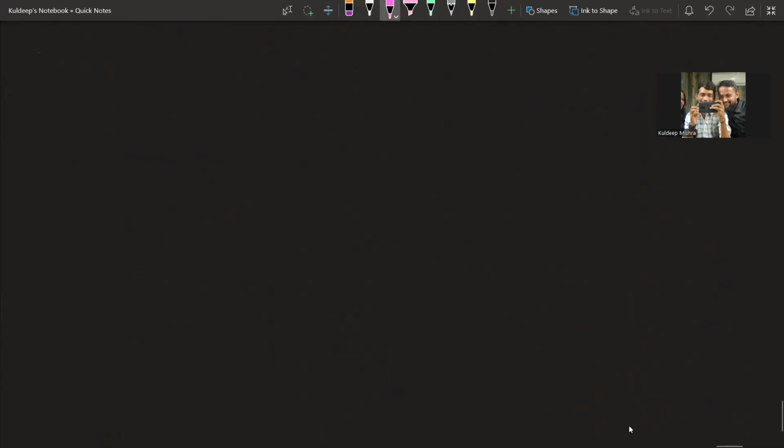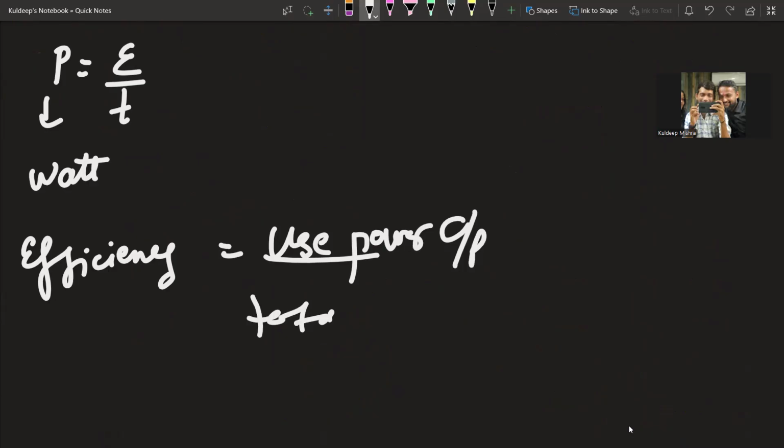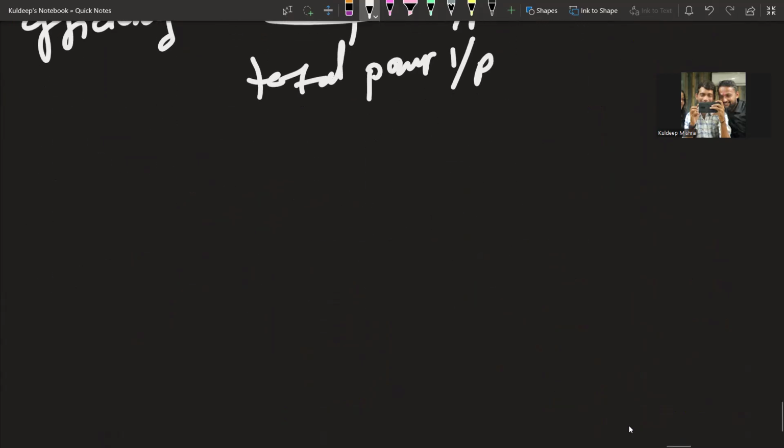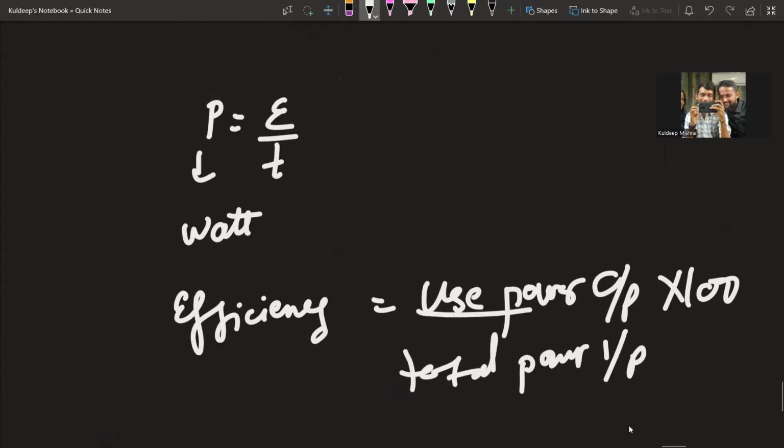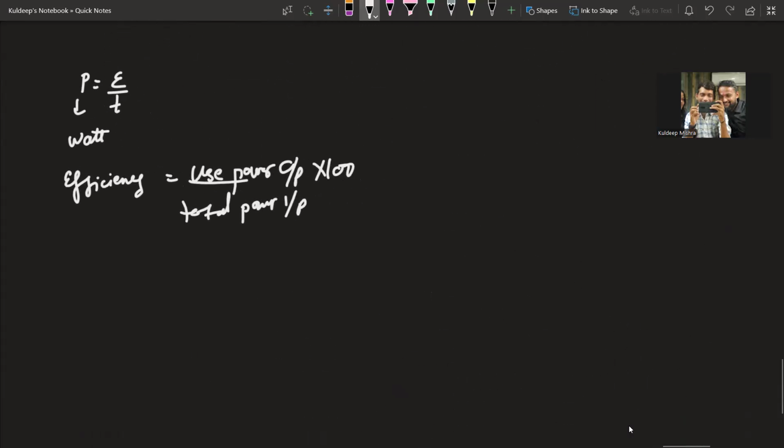Then we have power. Power is energy upon time. Unit of power is watt. And we have efficiency. Efficiency is useful power output upon total power input into 100.